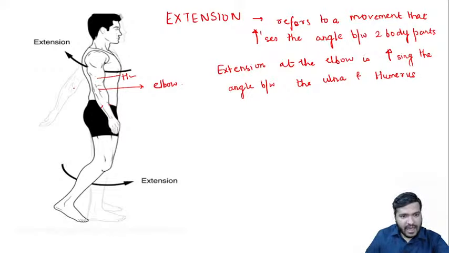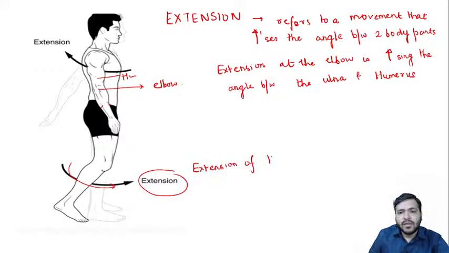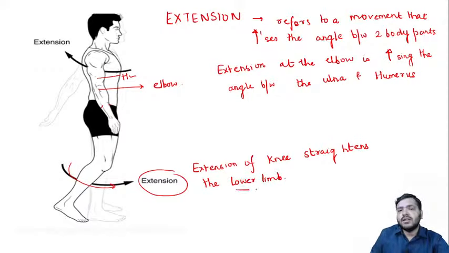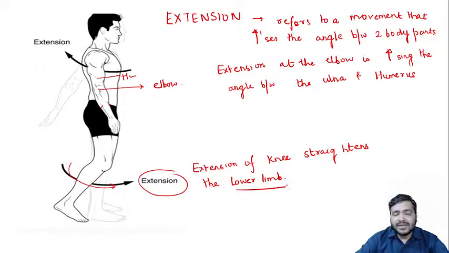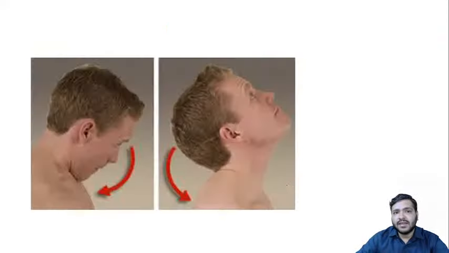Extension at the knee joint will try to replace the lower limb in its anatomical position. So remember that extension of the knee straightens the lower limb. Extension of the knee will replace the lower limb in its normal anatomical position. Okay, so extension and flexion is done.